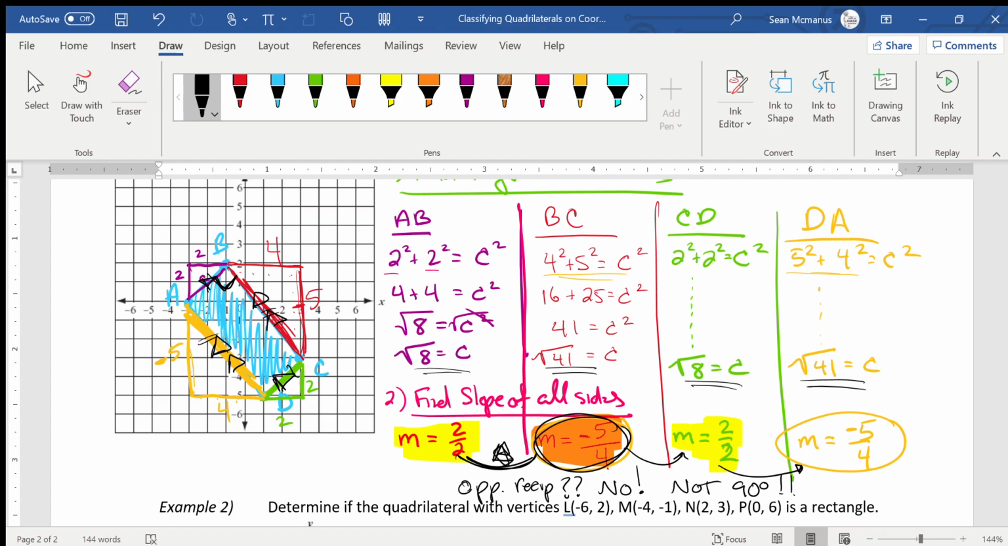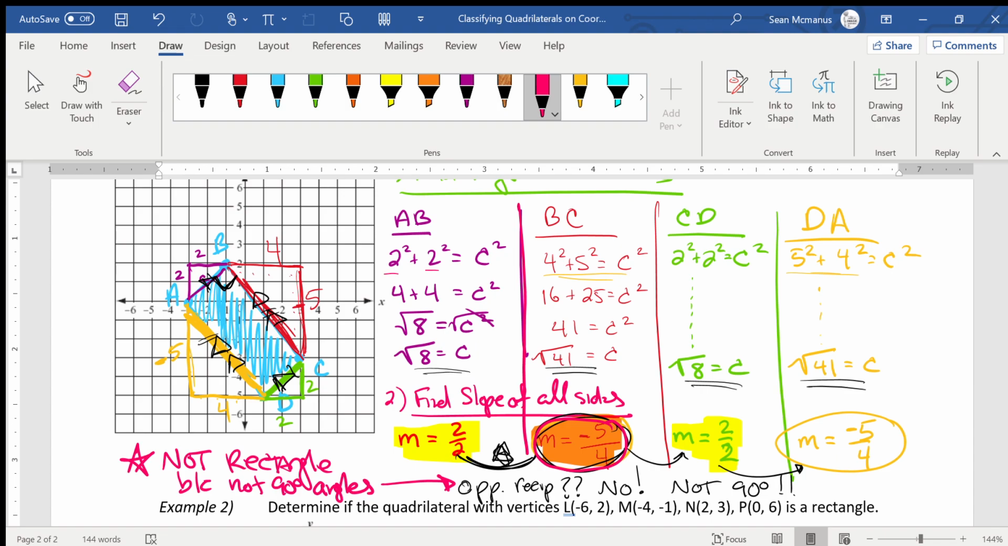So that means my final answer here is it is not a rectangle, because there are not 90-degree angles. And I know that because the slopes of the consecutive sides are not opposite reciprocals. If they were, that would tell me they're perpendicular lines that meet at a 90-degree angle. So they're pretty close, right? You can see negative 5 over 4. If that were negative 4 over 4, that would actually be equivalent to negative 2 over 2, which would be the opposite reciprocal.